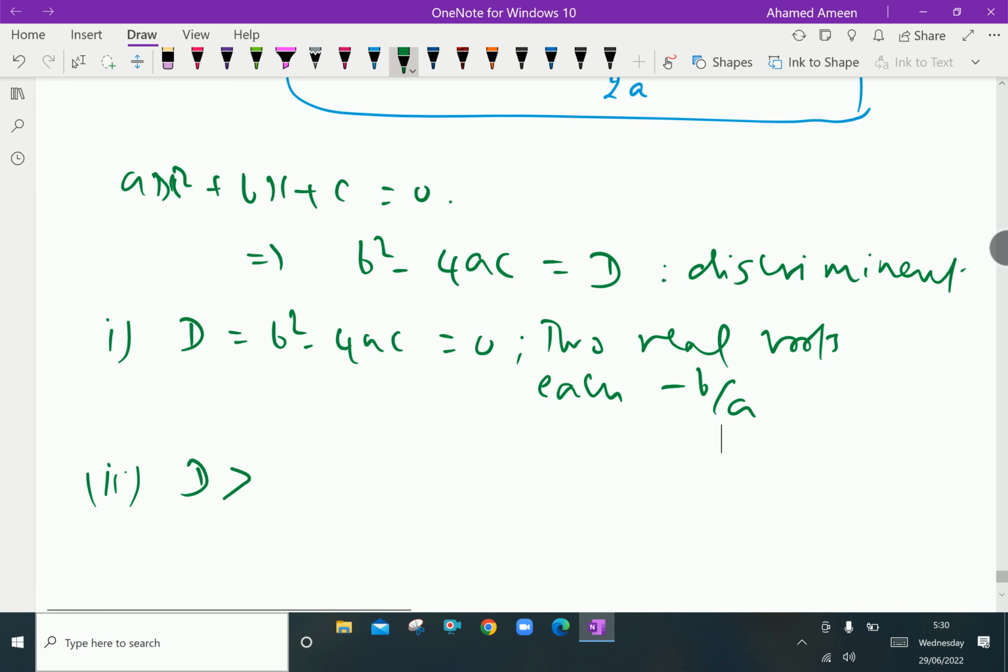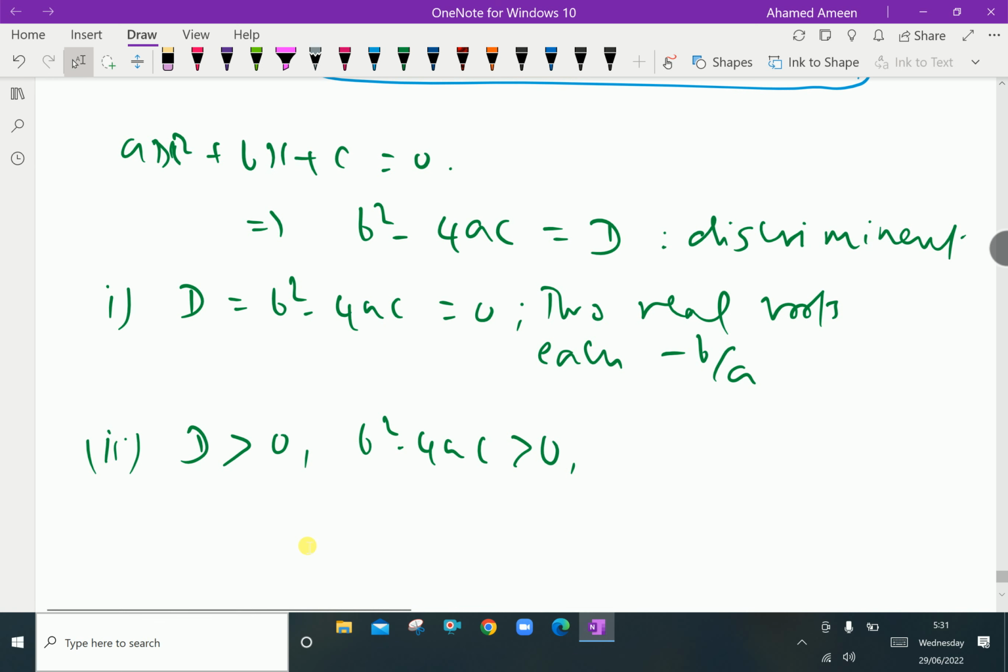Then if D is greater than 0, that is b squared minus 4ac is greater than 0, then two real distinct roots, two real distinct roots.